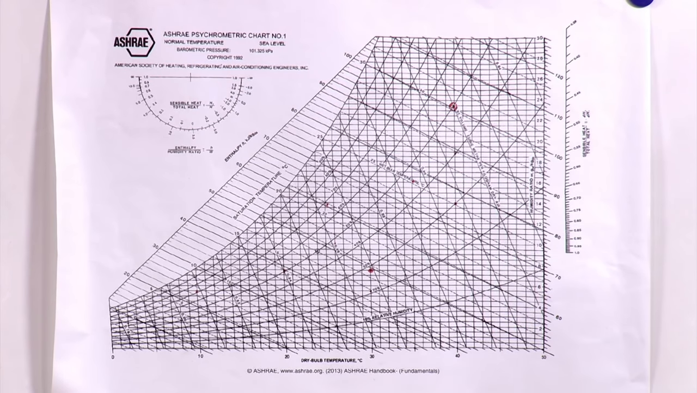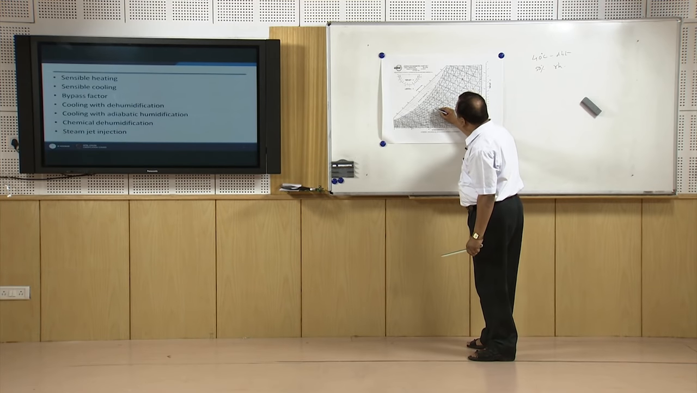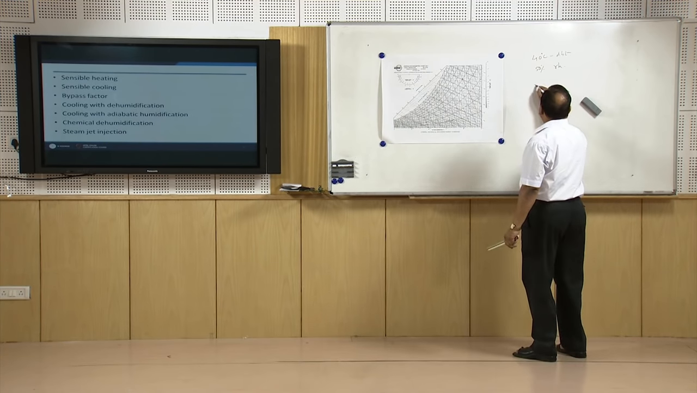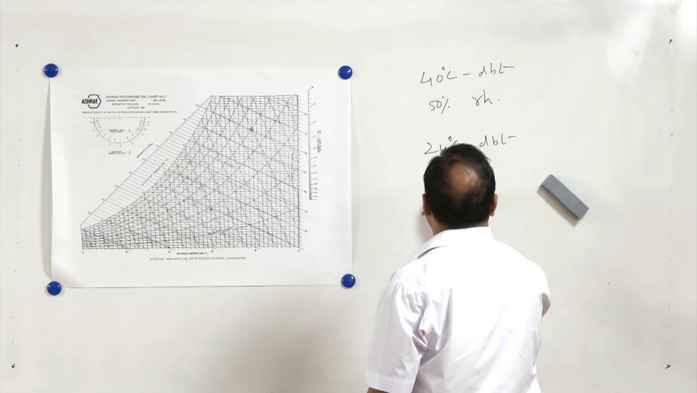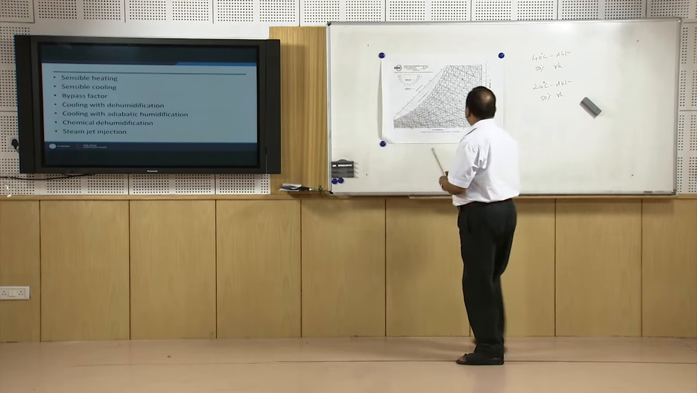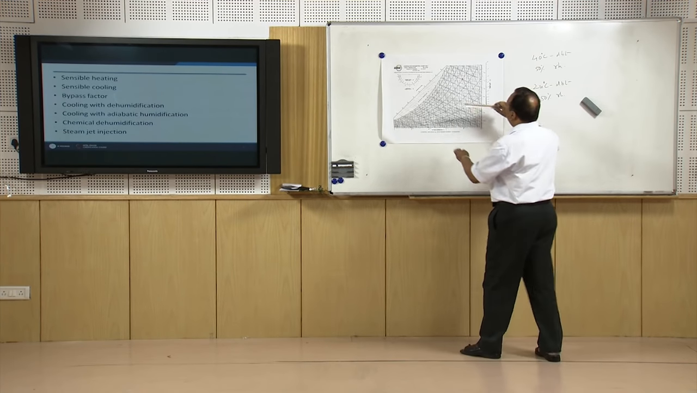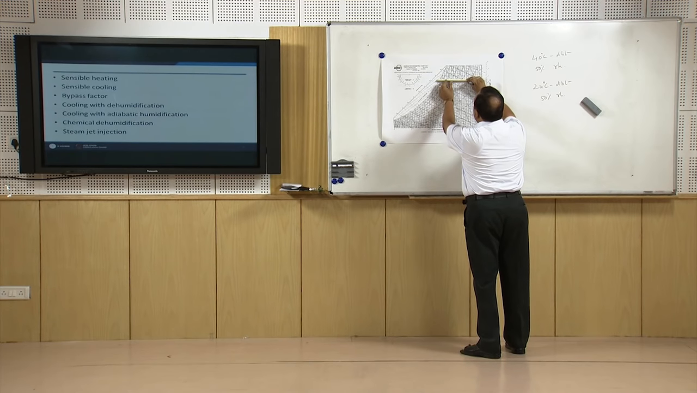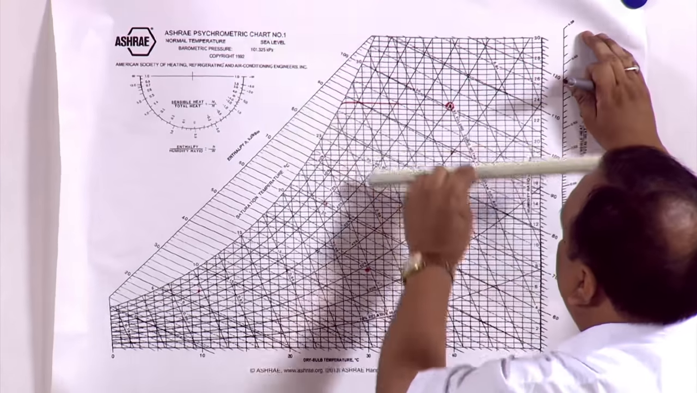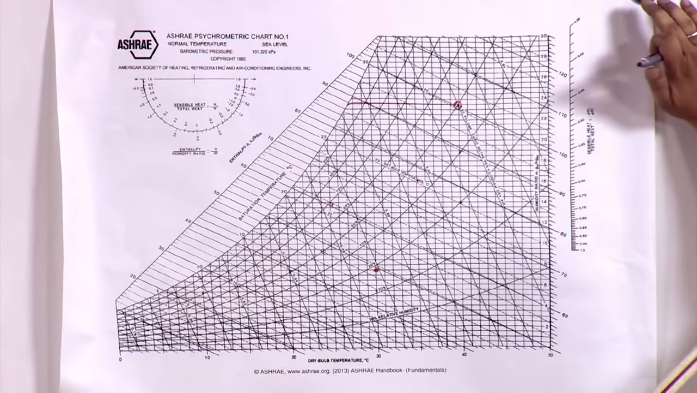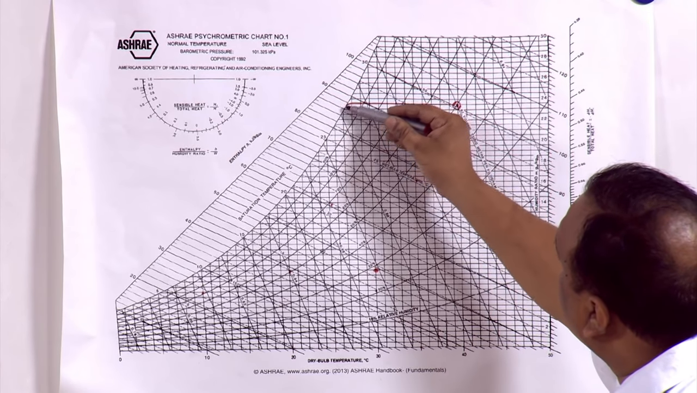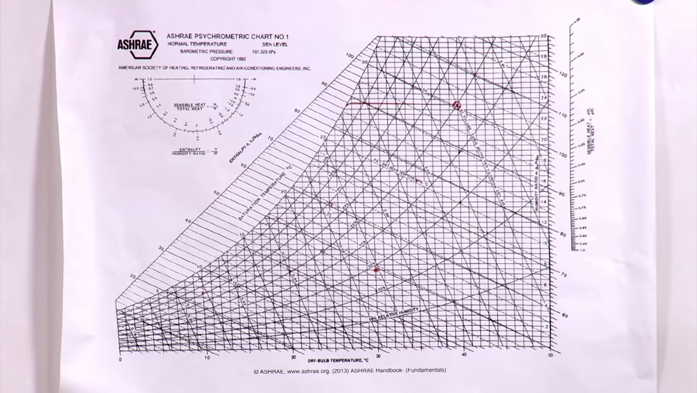Now, I want my room temperature to be 24 degree centigrade. So, this has to be reduced to, let us say, 24 degree centigrade DBT and 50% RH. But what happens when I do sensible cooling? When the sensible cooling is done, the temperature is reduced to 27.5 degree centigrade and air is 100% saturated.